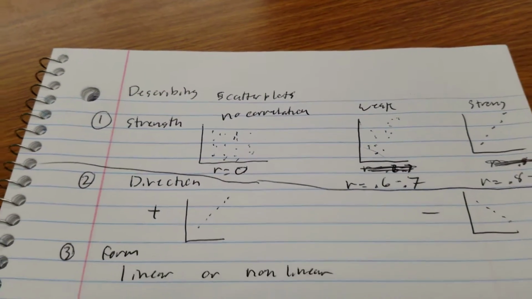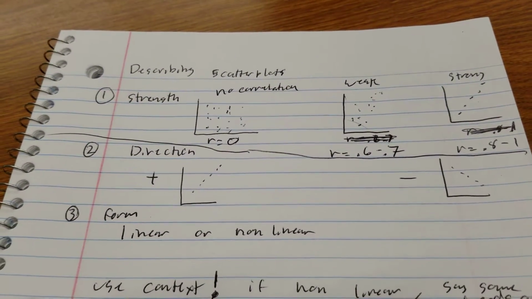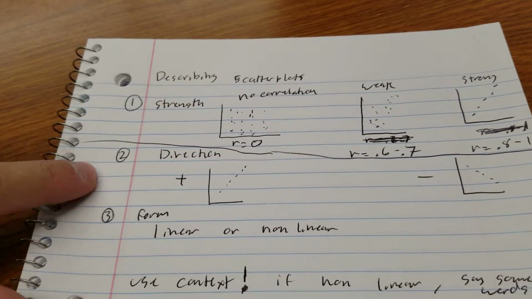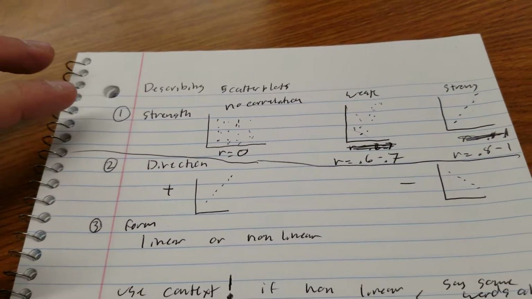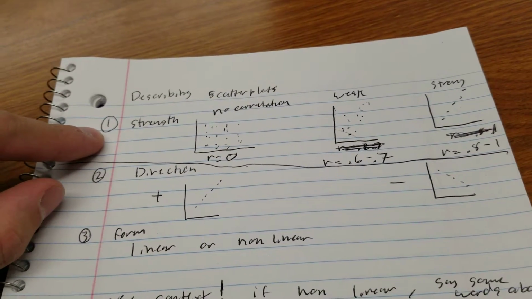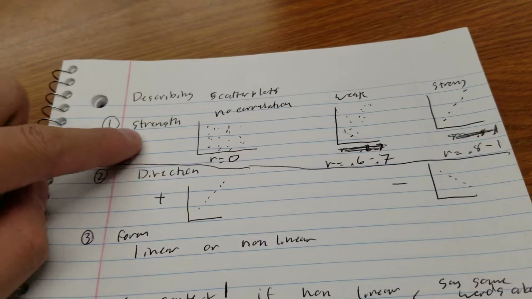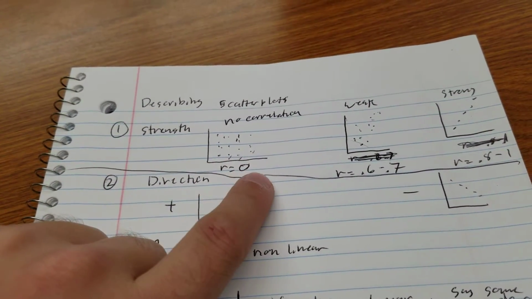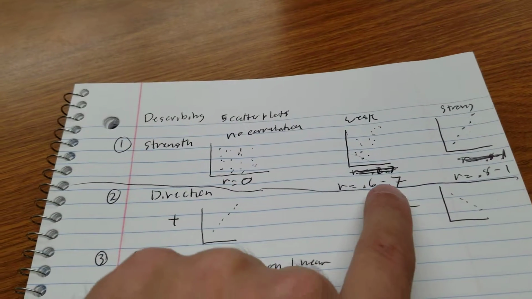Describing scatterplots, I have to talk about three things. So this is not SOCS. For bivariate data, you do different. It's direction, strength, form. So strength is strong or weak or some variant of it. So this is like no correlation. It's a disaster. No one can tell what it is. The R values we'll talk about in a second.